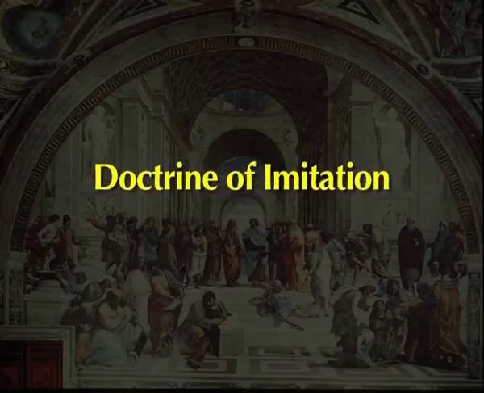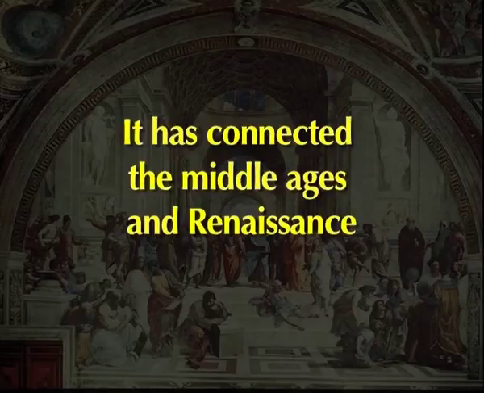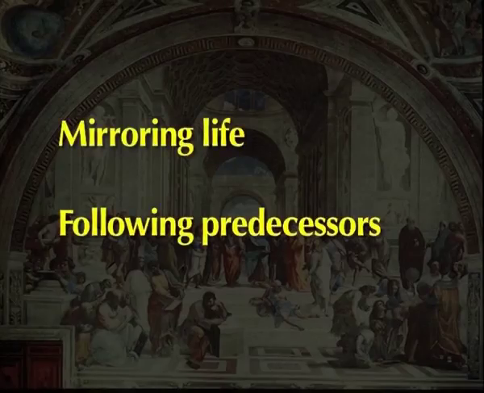Another key concept of the Renaissance was the doctrine of imitation. This was the common thread that connected the Middle Ages and the movement of Renaissance. The word imitation can be understood in two different ways. One, mirroring life, and the other, following the predecessors. There were certain universal themes which remained original. It was difficult for the writer to come up with something original. Utmost importance was given to originality. We as learners should remember that. And also the goal was not to create something new.